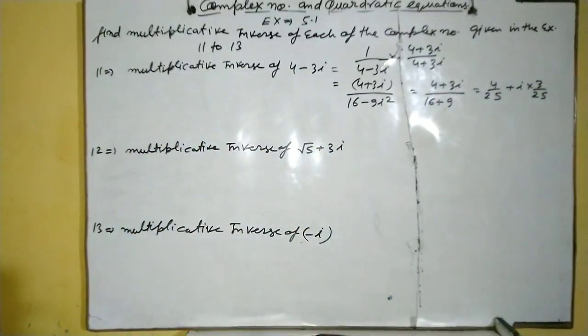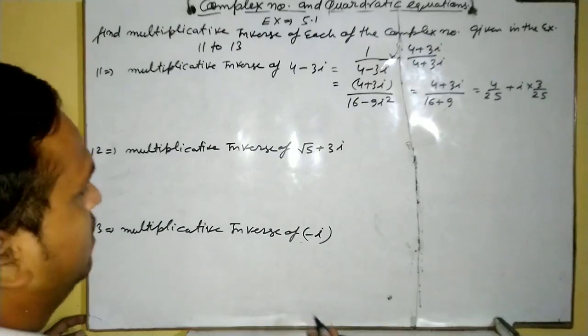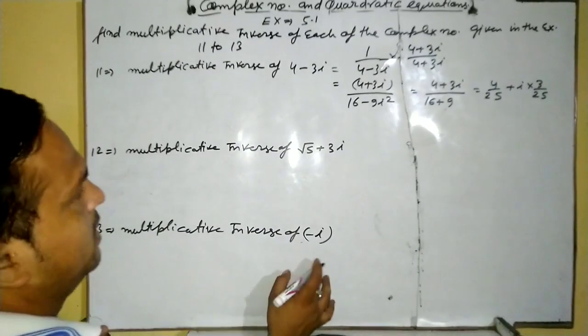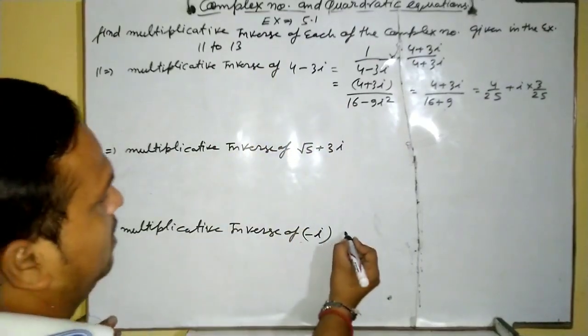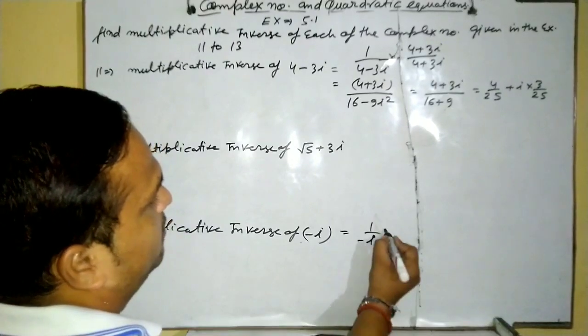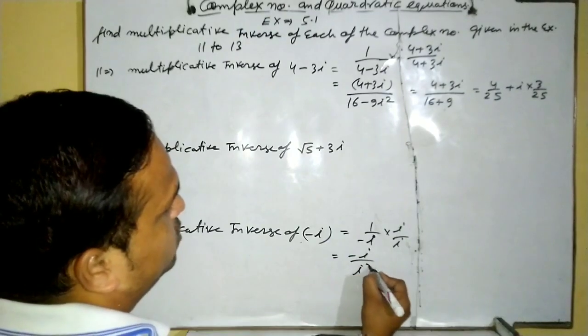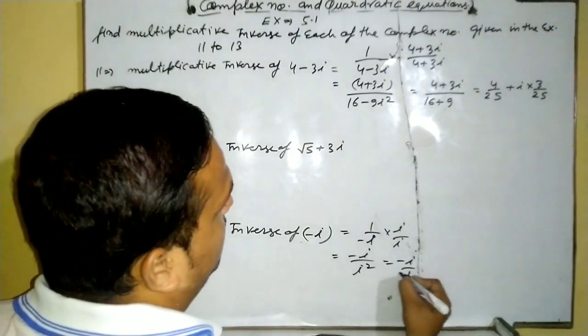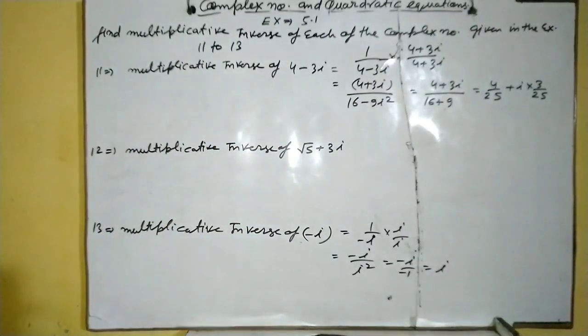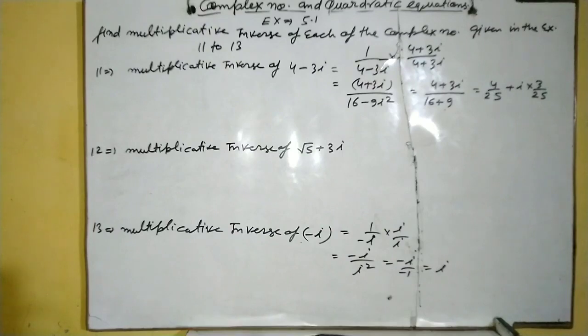This is the multiplicative inverse of 4 − 3i, and you can do 12 and 13 also in the same way. Just we are going to see number 13, and 12 is the same as 11. So this will be 1/(−i). So you have to just multiply by i. So this is −i/i², and −i/−1, so this will be i. So the inverse of minus iota is iota. This is your answer up to number 13.